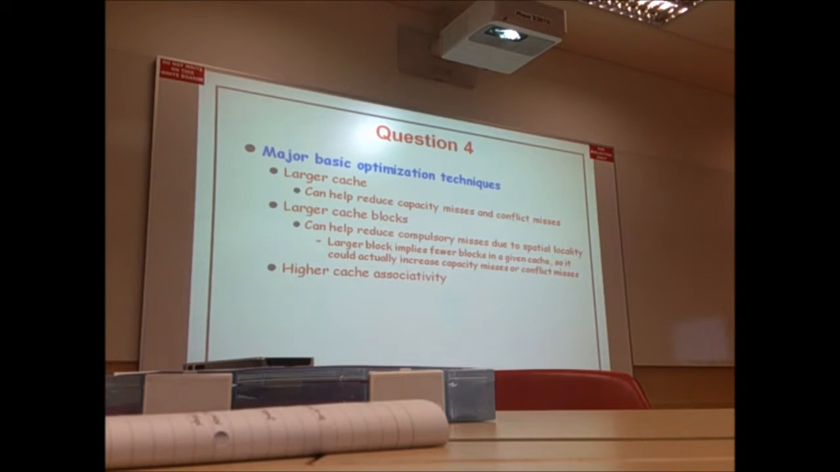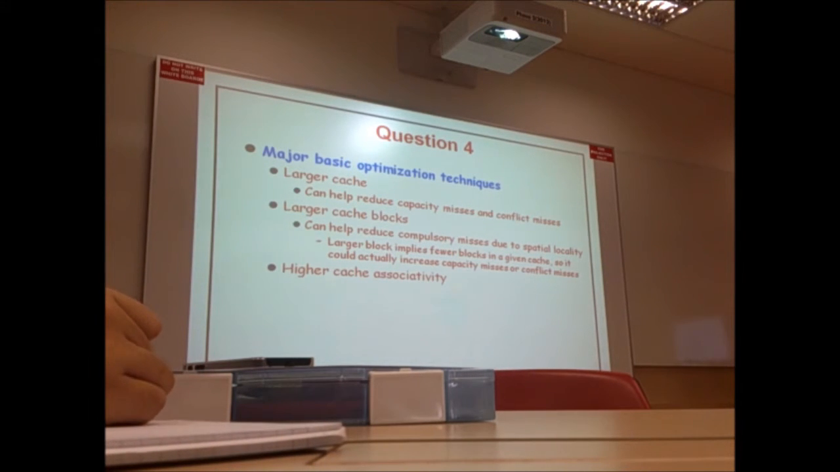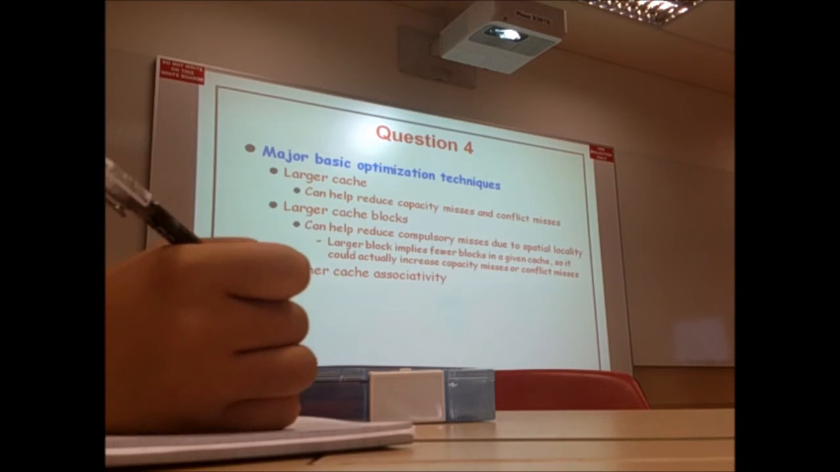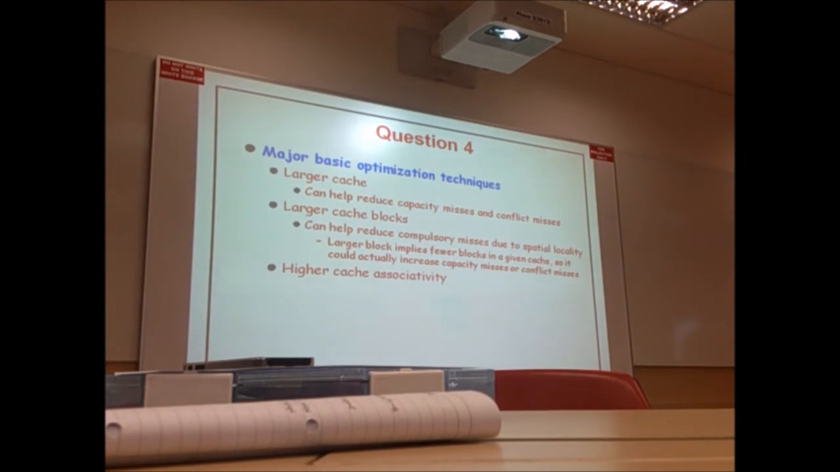We can have higher cache associativity. What this means is by having an n-way set associative cache, but having a larger number of frames in each set, that gives you more choice as to which cache frame you can use. Or if you have a fully associative cache, then you can load a block into any cache frame. So that can help to reduce the conflict misses.